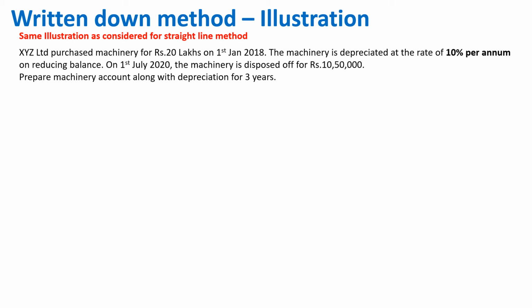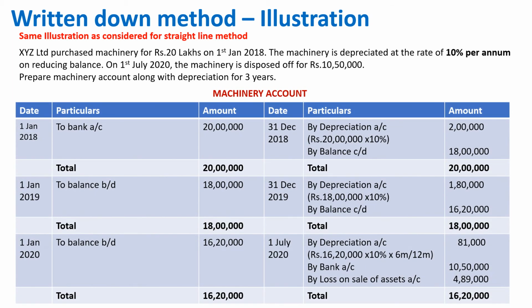So same example we considered in straight line method, but the only change here is that we'll be doing the depreciation under the WDV method. Similarly, we have to create a machinery account. In the first year, we buy the asset, hence to bank account of 20 lakh rupees. There is a depreciation of 2 lakh rupees at the rate of 10%. So 20 lakh into 10%, you can see 2 lakh rupees here. And then by balance carried forward, it is 18 lakhs. It becomes the opening balance of 18 lakhs for the next year, that is January 2019.